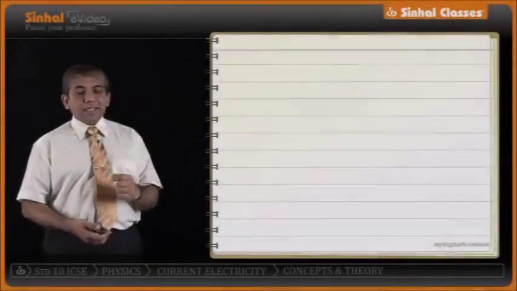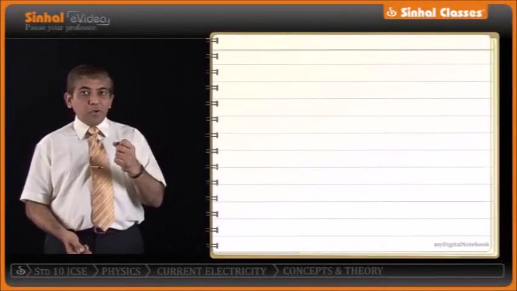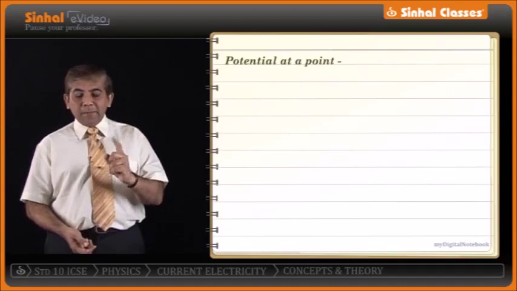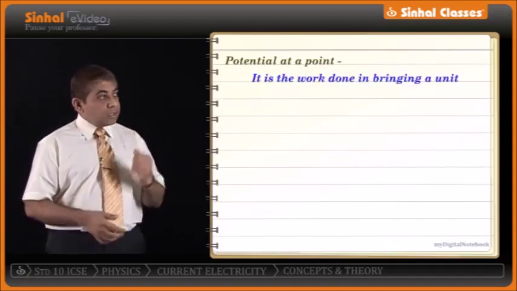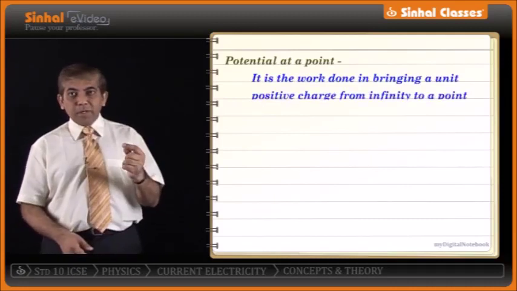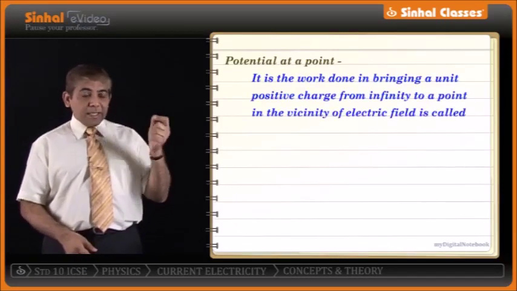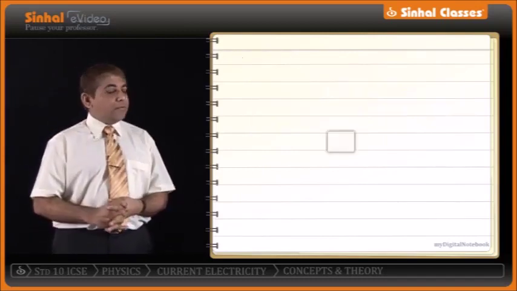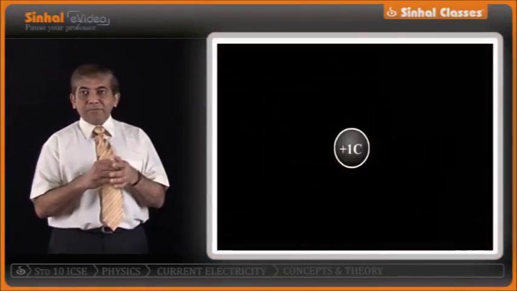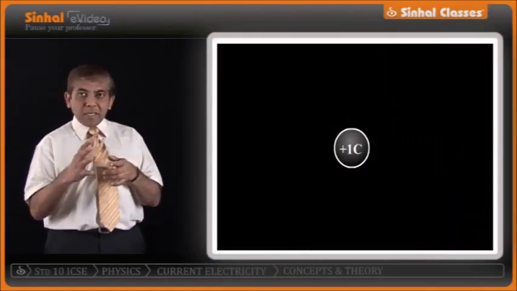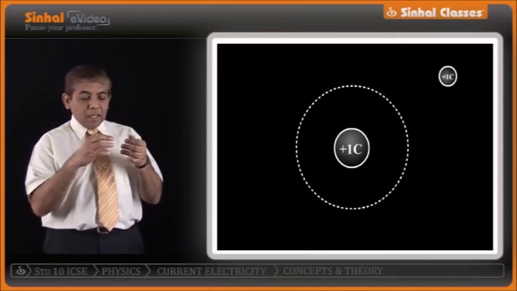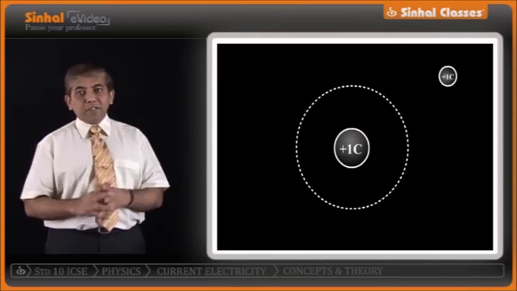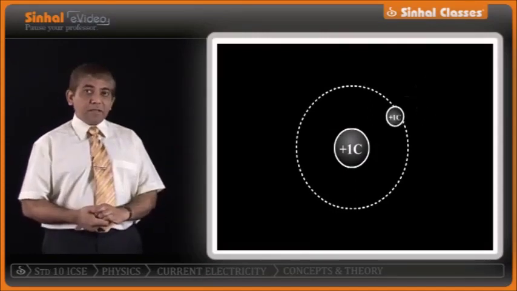So talking about certain concepts, as I said, first and foremost, we should know what is potential at a point. Potential at a point is defined as work done in bringing a unit positive charge from infinity to a point. Where is this point? This is a point in the vicinity of the electric field. What is this concept of vicinity of an electric field? If I have a static charge of 1 coulomb and we are considering the space that is surrounding it, we say that the place or the space surrounding a charge wherein we can experience the presence of charge is called the vicinity of the electric field.